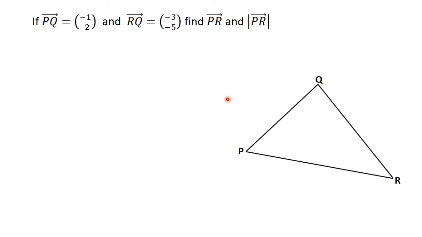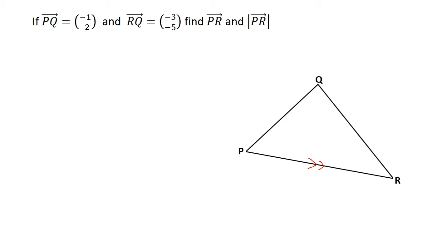So I'm going to draw a diagram to represent this question that has been given to us here. The 3 points in question are P, Q, and R. Now we are looking for vector PR. Because we are looking for vector PR, PR is going to be our resultant vector. So I will indicate on this diagram that PR is the resultant vector. That is what we are looking for.